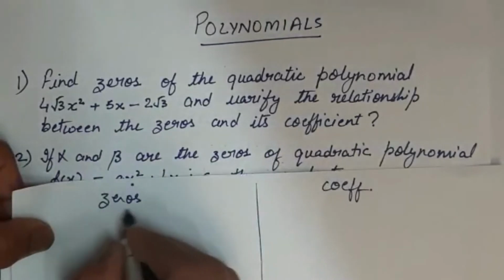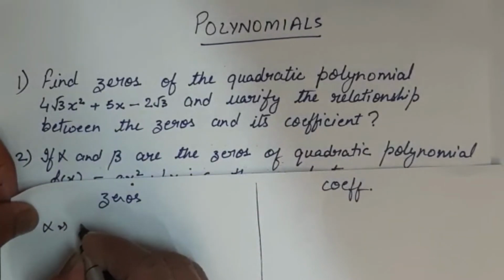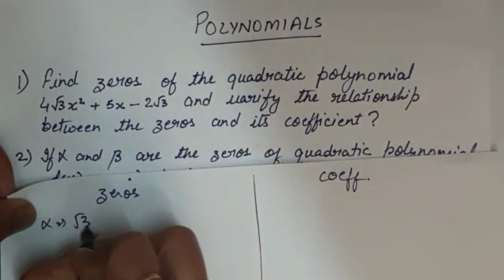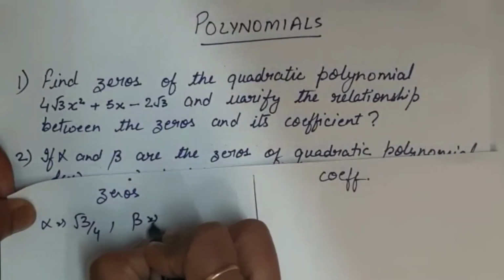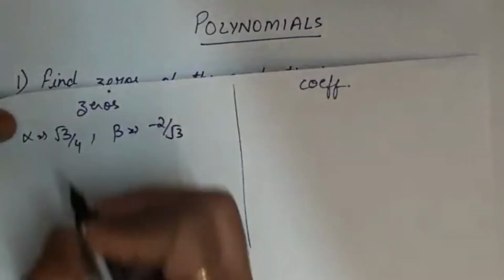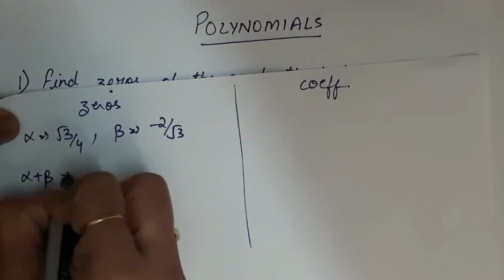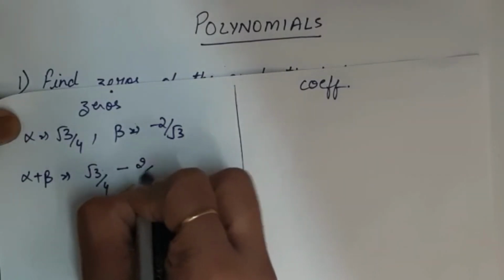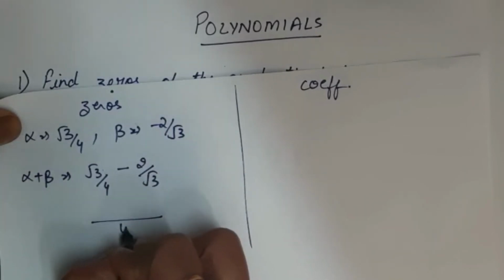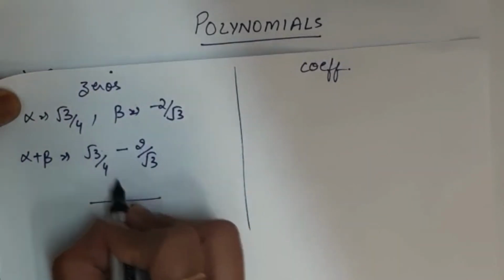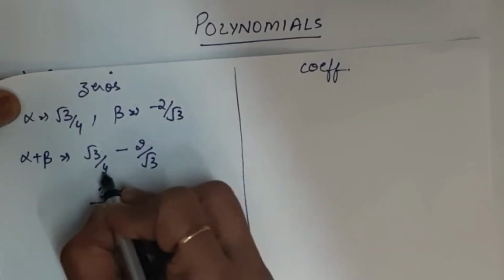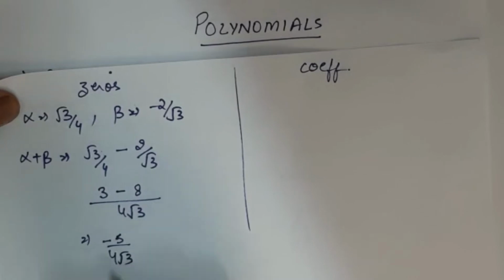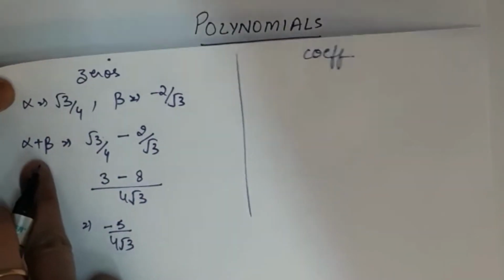According to the zeros, we have already found out alpha comes out to be √3 by 4 and your beta comes out to be −2 upon √3. So we know the sum of the zeros we can find easily by putting the values over here: √3/4 + (−2/√3). When we take the LCM, it comes out to be √3 times √3 is 3, minus 4 twos are 8. So it comes out to be −5 upon 4√3. So this is the value of the sum of the zeros.